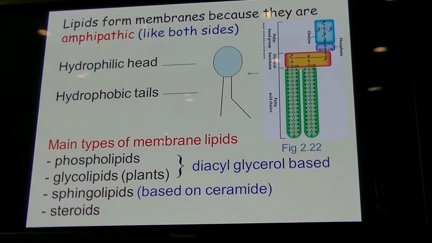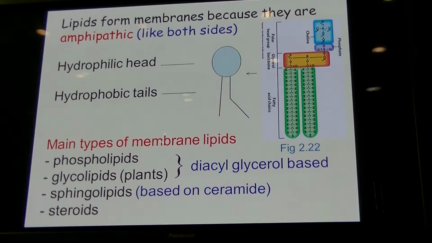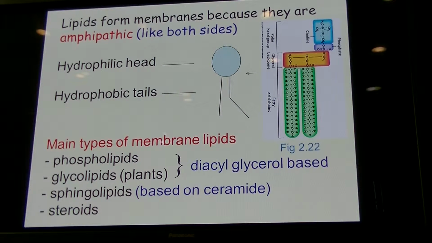Okay. Now, so we have the lipids, mainly the barrier function, and proteins, the activity. Let's look at the lipids and then at the proteins to see how they function. So why do lipids form membranes? Lipids form membranes because of their structure.